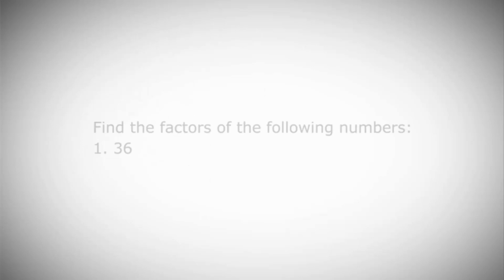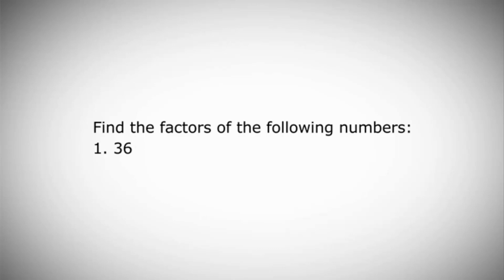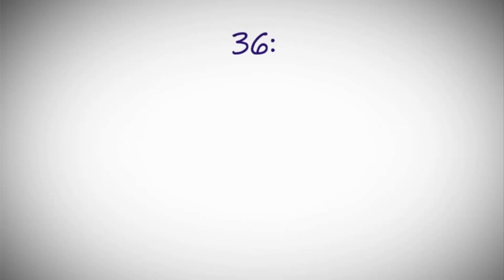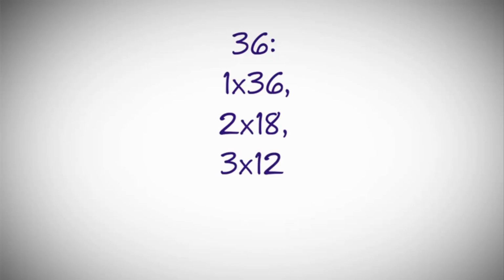together. The first one, number 1, asks us to find the factors of the following numbers. Number 1 gives us the number 36. Just like in the previous examples, we want to determine the set of numbers that 36 is divisible by. We have 1 and 36, 2 and 18, 3 and 12, 4 and 9, and 6, because 6 times itself is equal to 36.